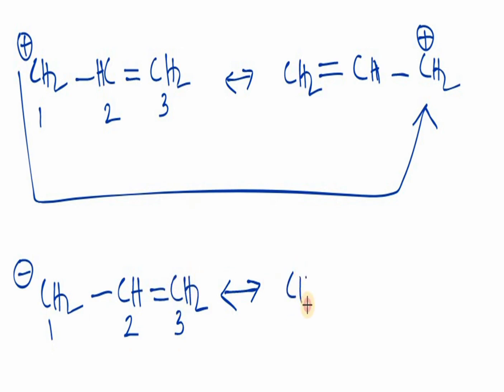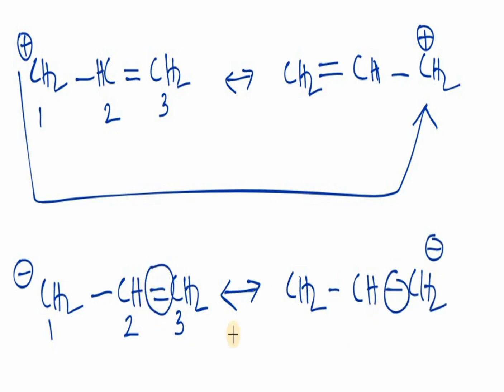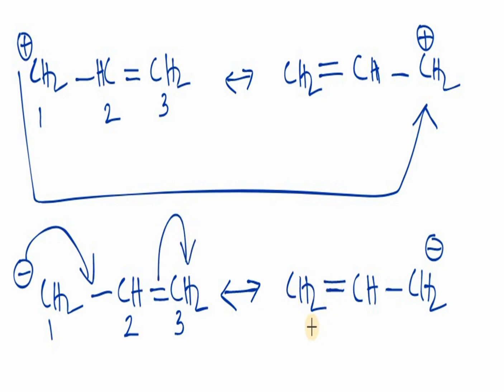So this double bond here will become a single bond. So we will form the double bond in between 1 and 2 carbon. Done. So actually what happens here, this negative charge will shift here and this double bond will shift on to the carbon. So that is what happens. So two resonating structures we got.